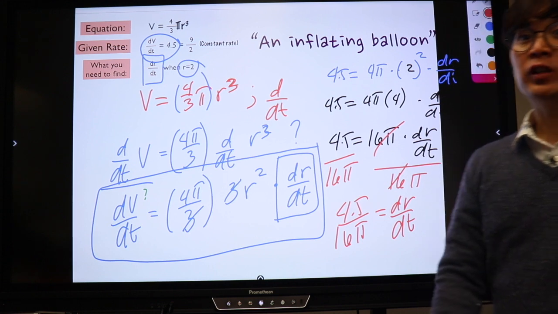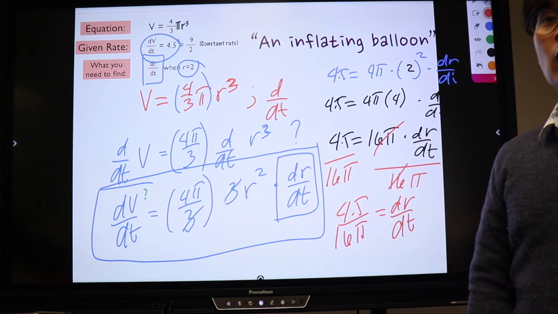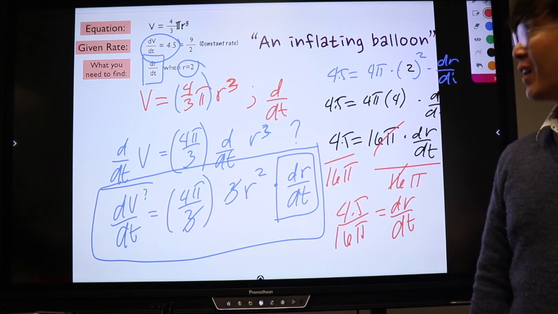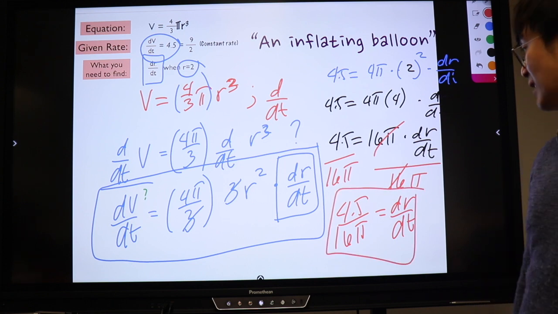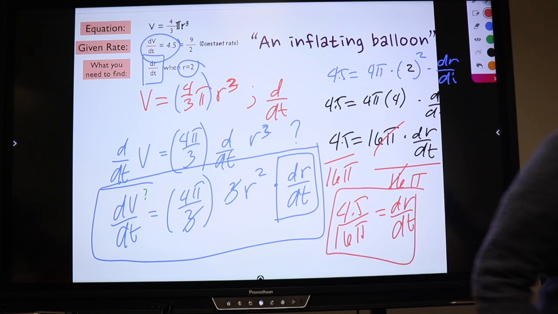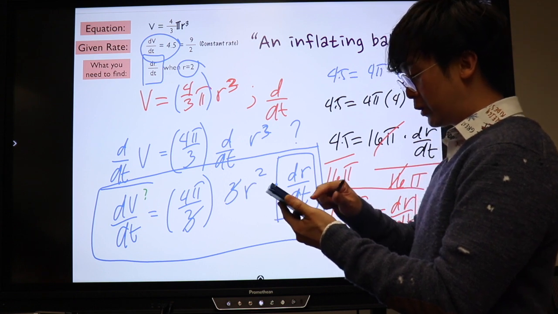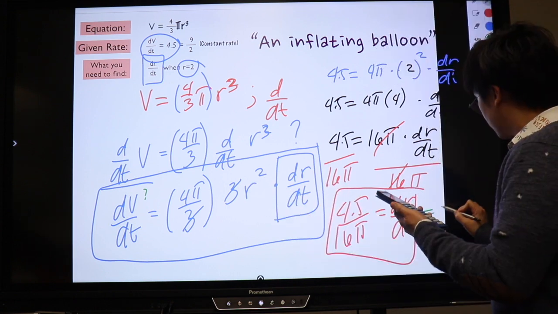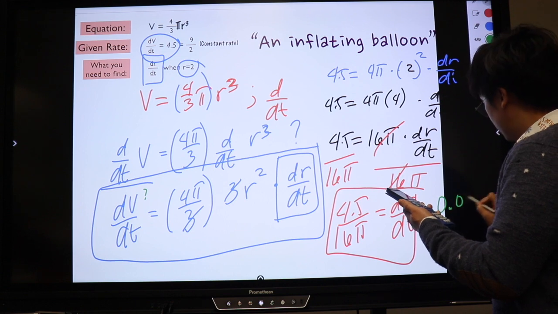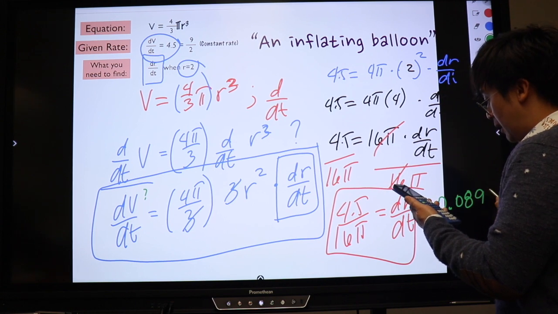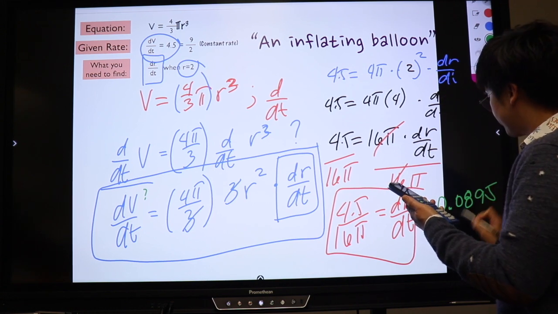And since dr over dt is the rate of change, what will be our unit of measurement for our answer? Can we simplify it further? Yes, if we are going to use a calculator, which I have right here, let's see how we're going to find its 0.0895.